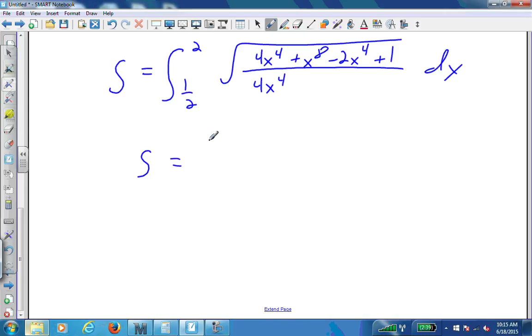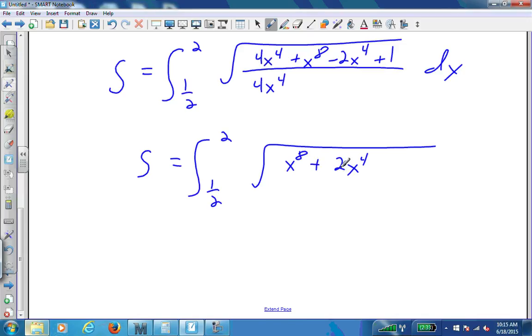So S is the integral from 1/2 to 2 of the square root of 4x to the 4th minus 2x to the 4th, so 2x to the 4th, plus x to the 8th, and let's put that out front because that's the largest degree, plus 1 over 4x to the 4th. Now, that numerator factors.